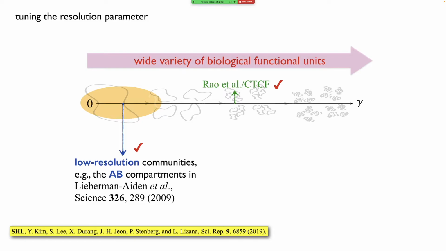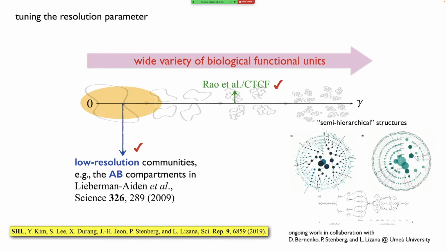And recently, in collaboration with the great collaborators in Umeå again, we started to analyze the semi-hierarchical or bow-tie structures of these high-C communities more deeply. So hopefully I can report about the results of this exciting ongoing work soon.